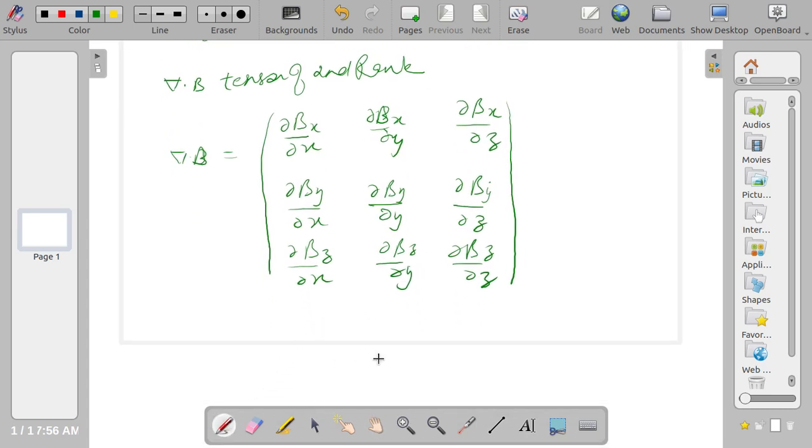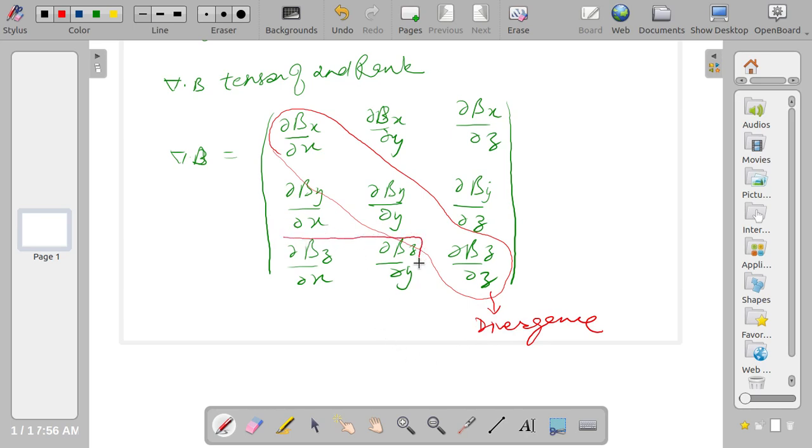Now it contains different terms. If these three diagonal terms are dominating, and the rest of the terms are 0, then one case that arises is curly vx over curly x, curly vy over curly y, and curly vz over curly z. Then it is a case of divergence.